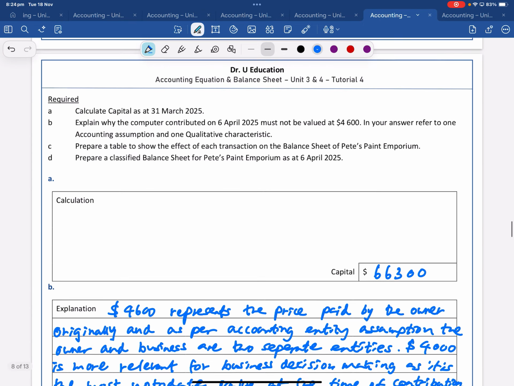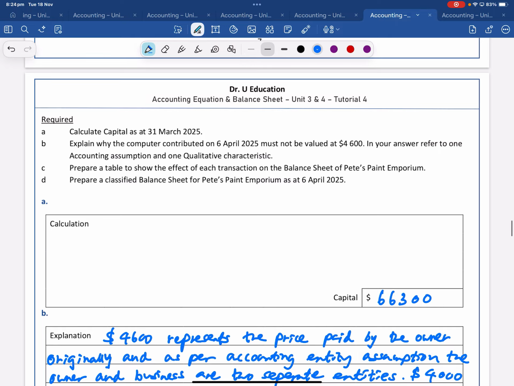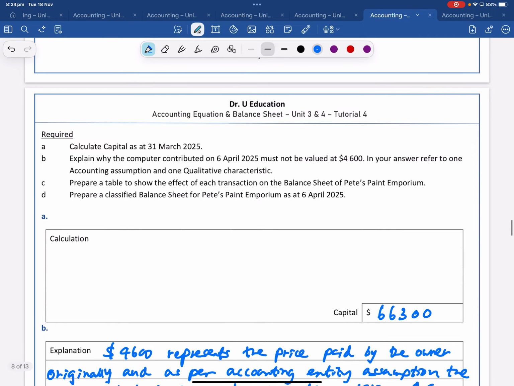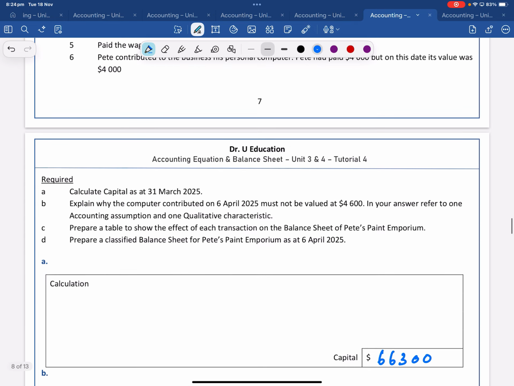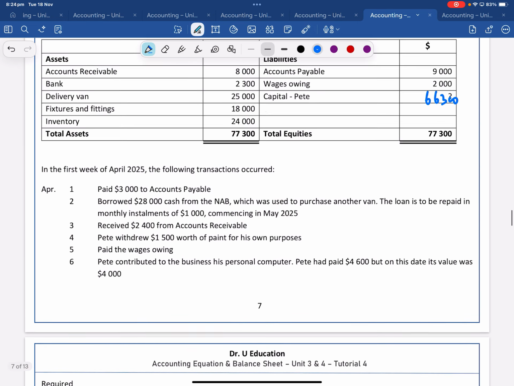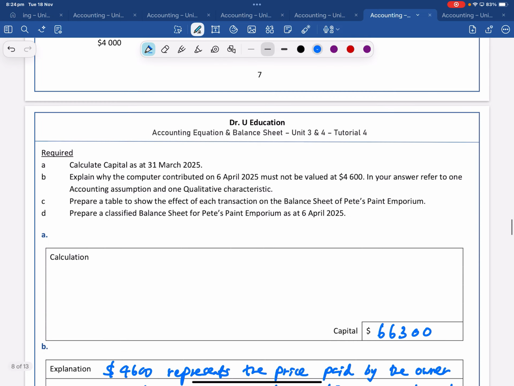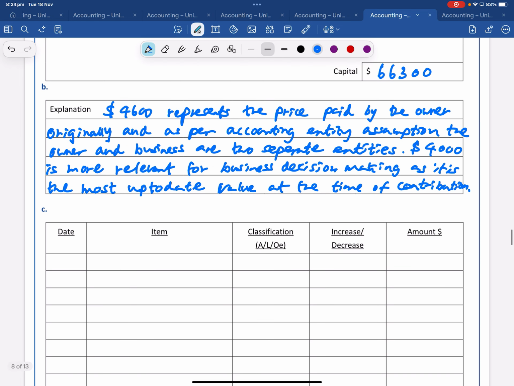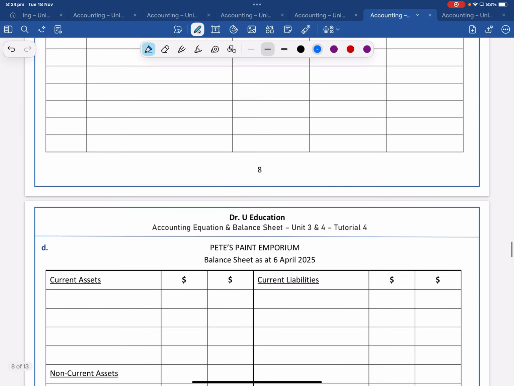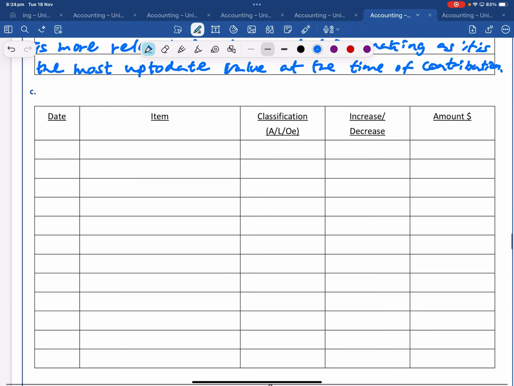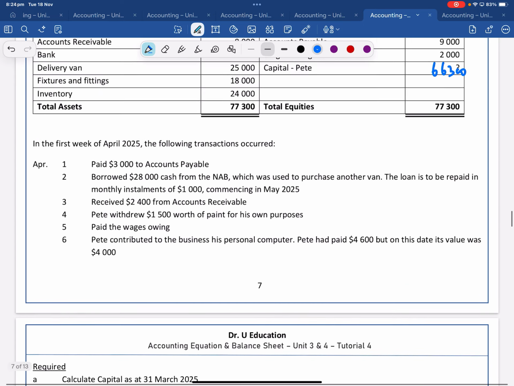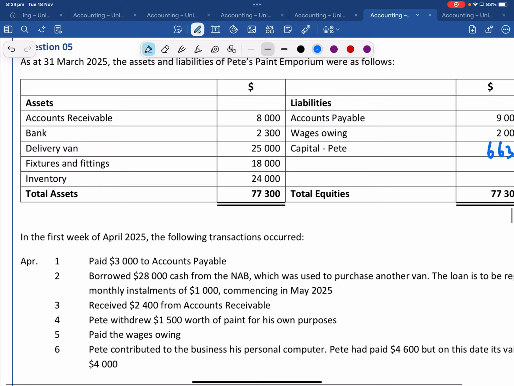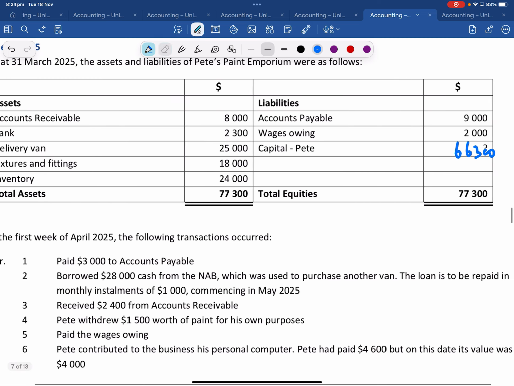Okay guys, now part C, we have to do the table to show the effect of the transactions, and the next requirement is to prepare the balance sheet. Because we have to do both, I'll do something smart, so as we go we can change the values of the balance sheet. Okay, shall we do it? Right.